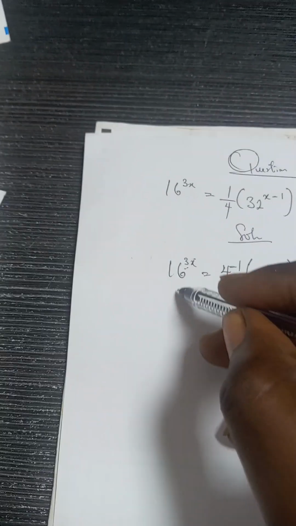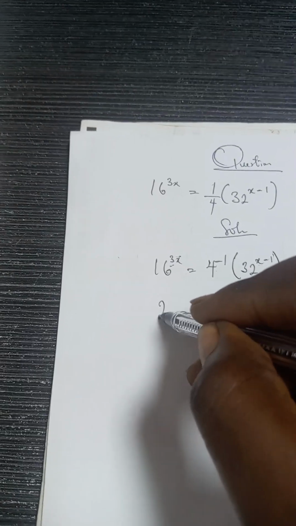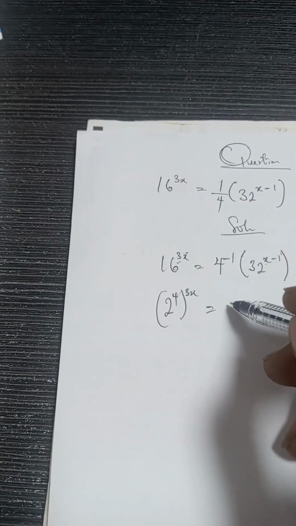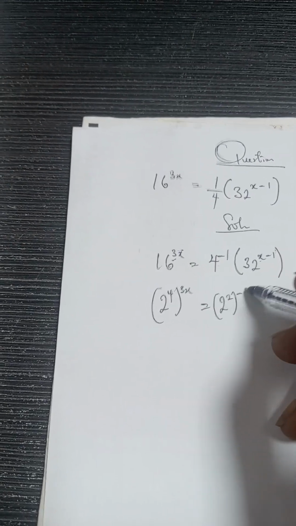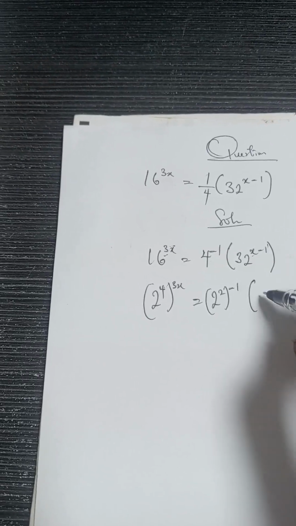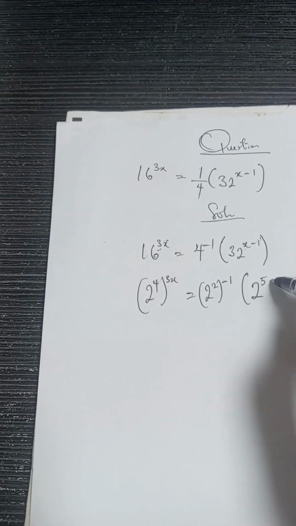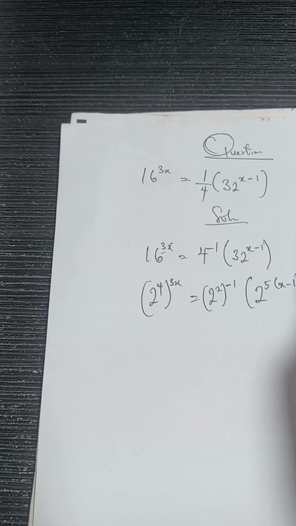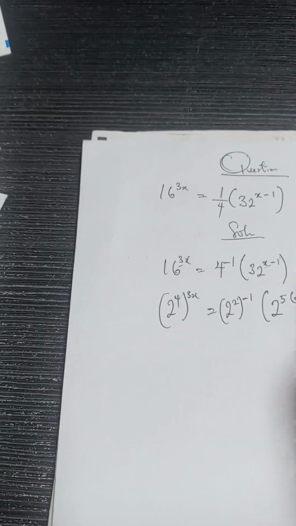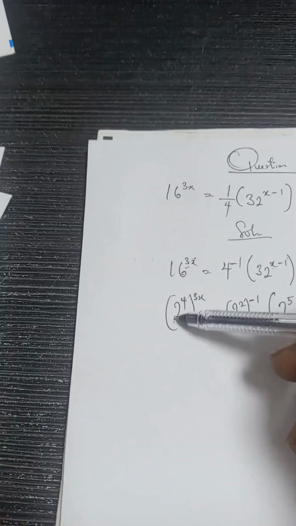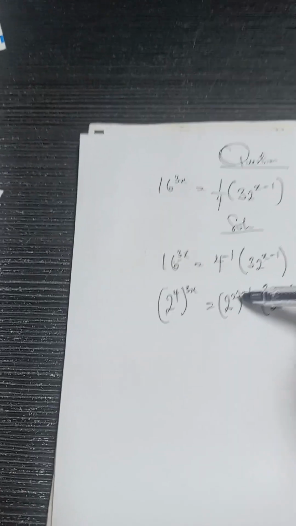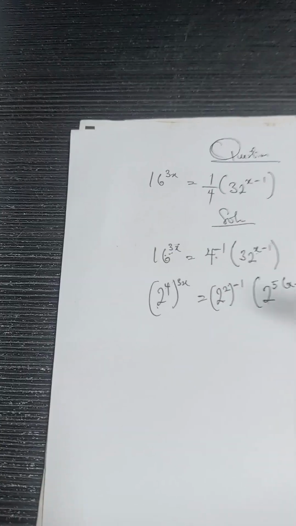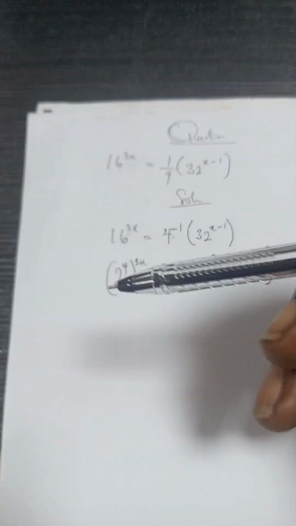Now, let's apply that. How many 2s will you see in 16? We have 2 raised to power 4, into bracket 3x, equals how many 2s in 4? 2 raised to power 2, into bracket minus 1 close bracket. While 32 means 2 raised to power 5, into bracket x minus 1, close brackets, then the bigger brackets. Are you with me? So 2 raised power 4 will give us 16, 2 raised power 2 will give us 4, while 2 raised power 5 will give us 32.